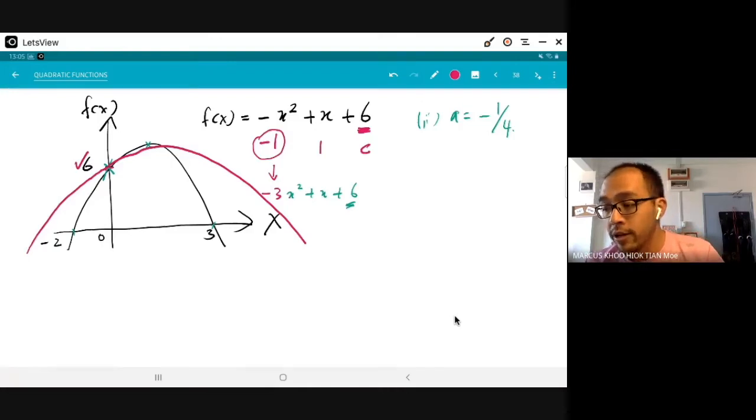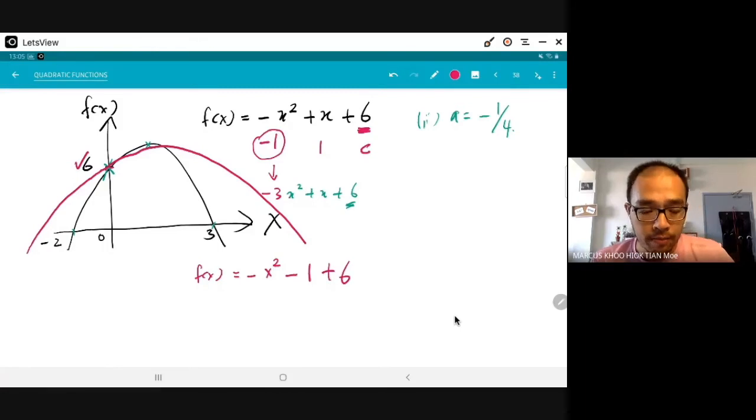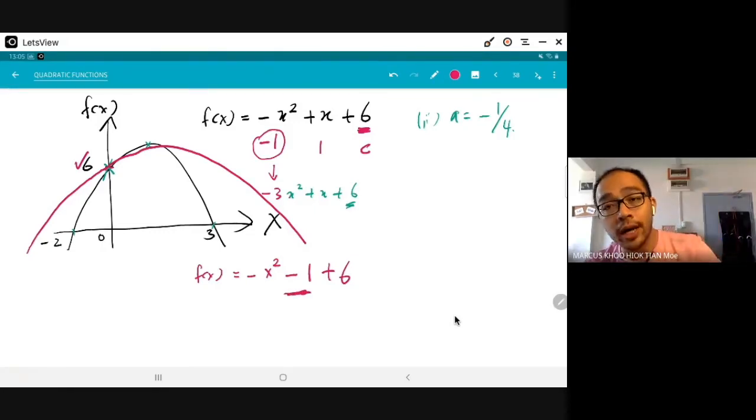Okay, B. Value of B changes to -1. Okay, so sekarang fx adalah -x² minus 1 plus 6. Okay, think about this. So we know that this value of B akan menentukan sama ada dia pergi ke sebelah kiri ke pergi ke sebelah kanan dan dia naik atau turun lah. Okay, but now what happens if I change the B to negative 1? Does it go to the left? Does it go to the right? How?